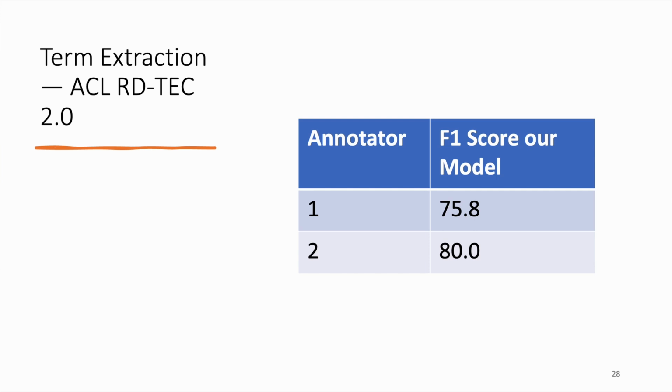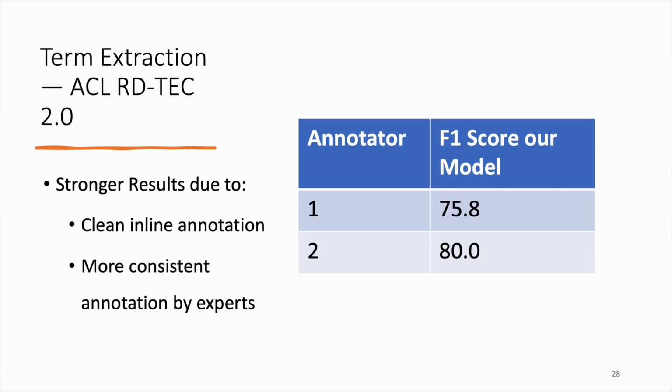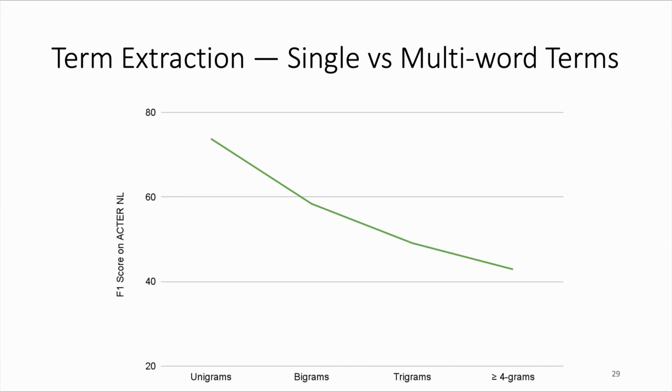Then the results on ACL RDTech2 are a lot higher than the results on ACTR, with an F1 score of 75.8 for the annotations of annotator 1 and 80 for the annotations of annotator 2. We assume that is due to the cleaner inline annotation and also an overall more consistent annotation that was created by domain experts. And lastly, for the term extraction results, we also see that the performance is a lot better for single terms compared to multi-word terms, as the F1 score for multi-word terms drops around 30 F1 points, which is quite a lot.